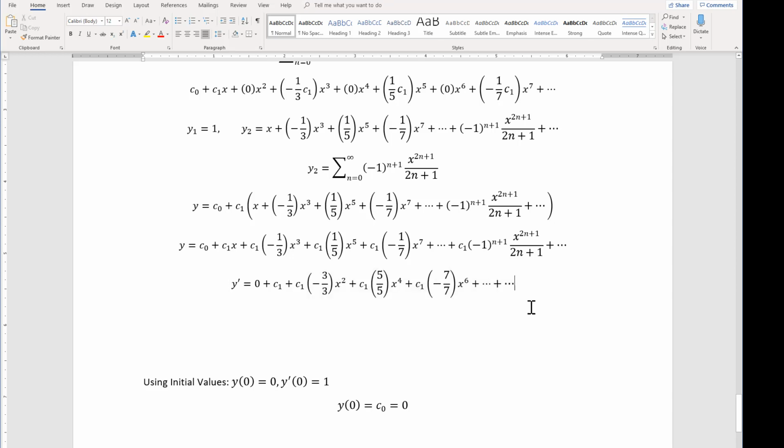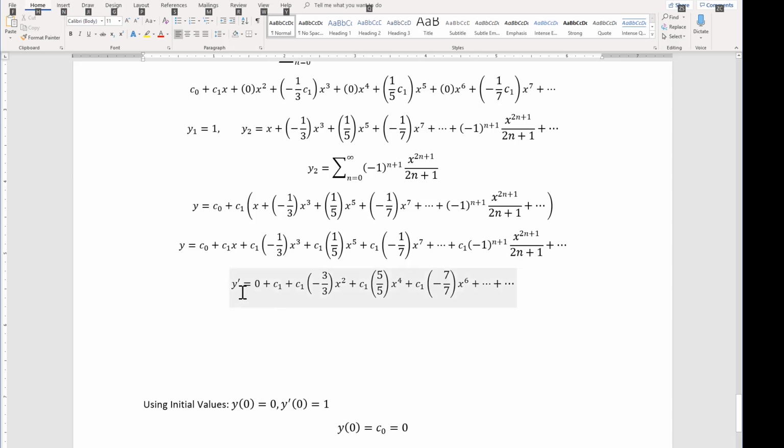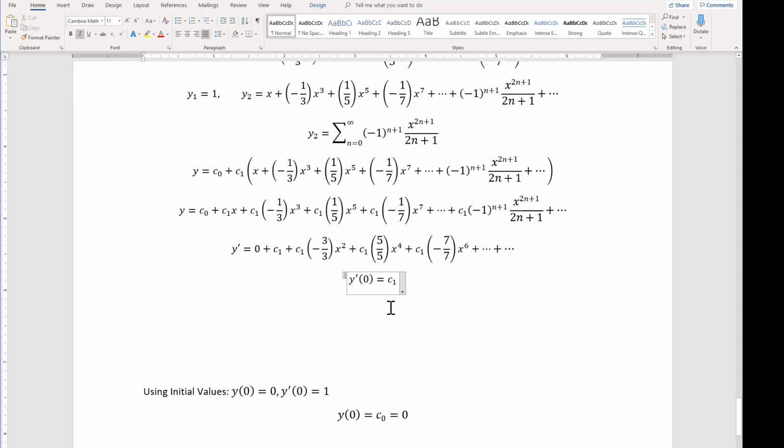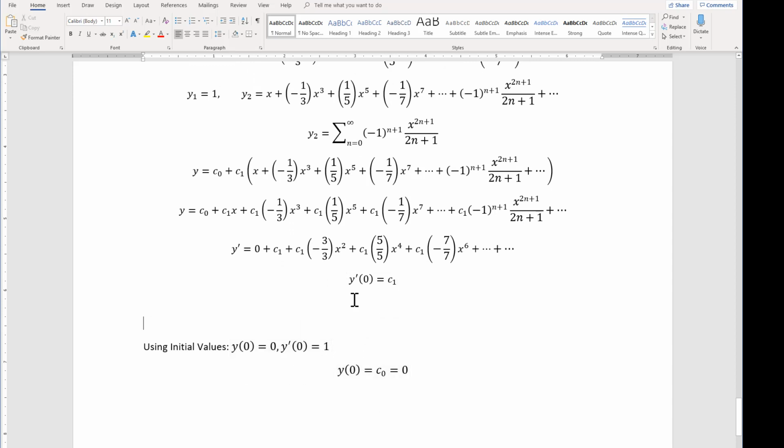And the reason why that's important is because what you're trying to do is figure out what y prime of 0 is. So what you're going to do is put 0 in for x, and that's going to make everything else here disappear, and then all you would have left is C sub 1. And according to your initial conditions, C sub 1 is equal to 1, because y prime of 0 is equal to 1, and these two things are going to be equal to each other.